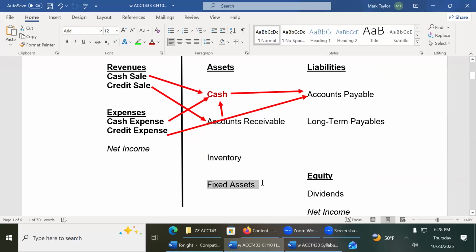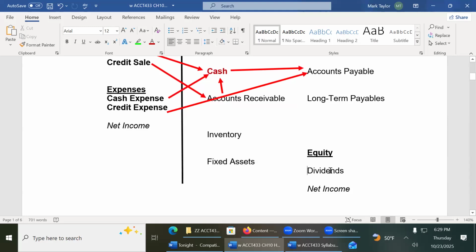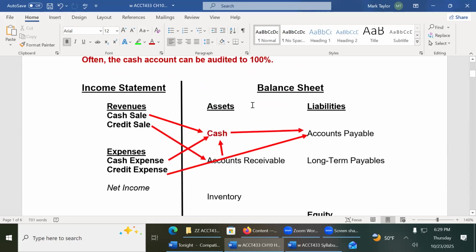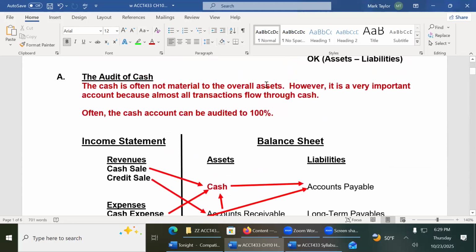Fixed assets, you buy equipment. Maybe it's a long-term mortgage or something. That's fine. How do you pay off the long-term mortgage? You pay it off with cash. Everything goes through cash. The dividends are going to go through cash. Everything goes through cash.